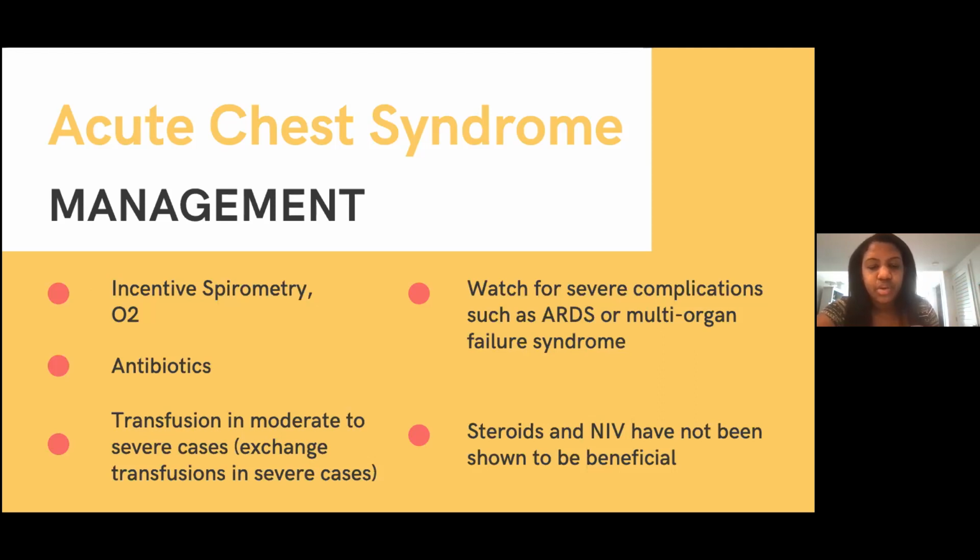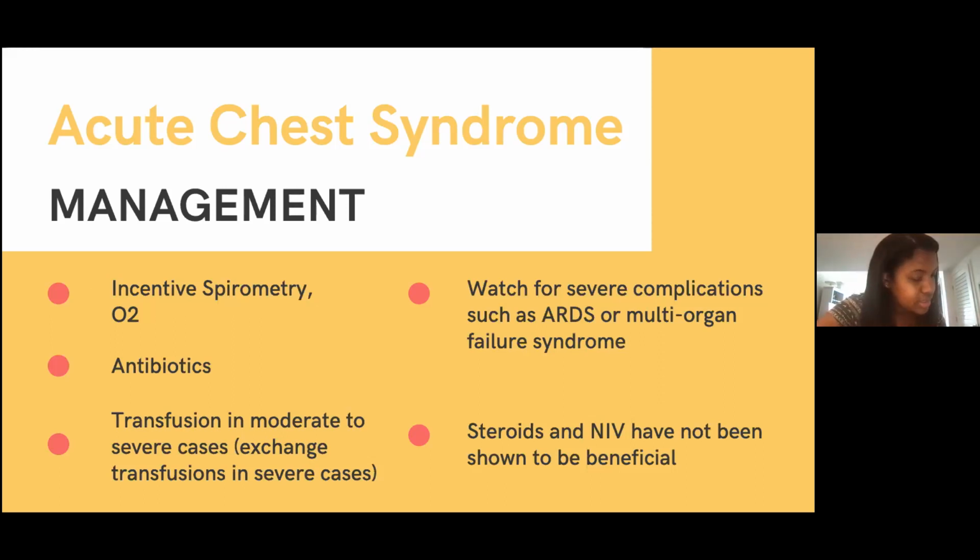And we also want to make sure we're watching out for complications of ACS, including ARDS, multi-organ failure syndrome, which is seen in SED, which is what it sounds like, multi-organ failure. And interestingly, steroids and non-invasive ventilation have not been shown to be beneficial.